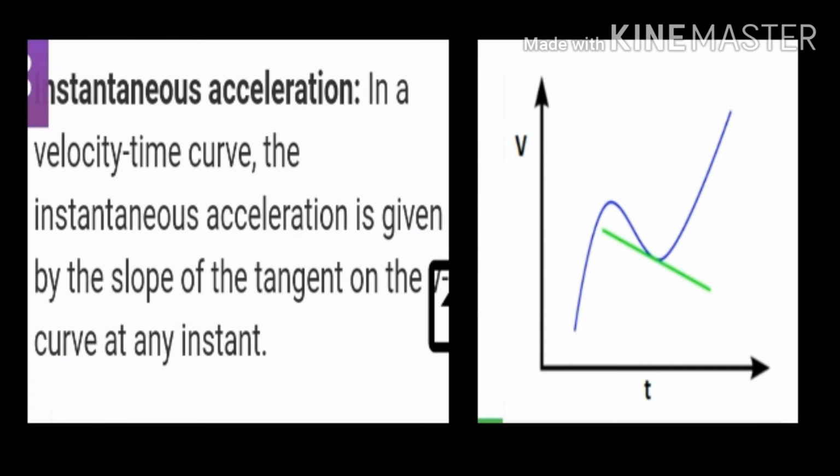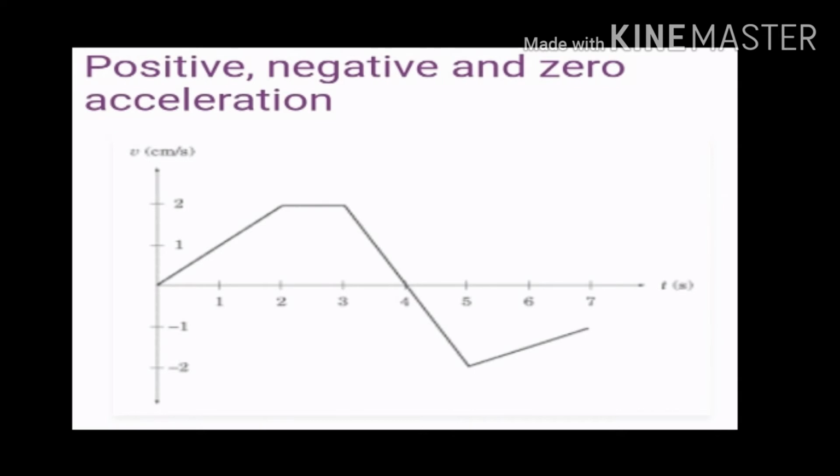Now we will talk about our third graph, which is on positive, negative and zero acceleration. Consider the velocity time graph shown above. Here between the time intervals of 0 to 2 seconds, the velocity of the particle is increasing with respect to time. Hence the body is experiencing a positive acceleration as the slope of the Vt curve in this time interval is positive. Between the time intervals of 2 to 3 seconds, the velocity of the object is constant with respect to time.